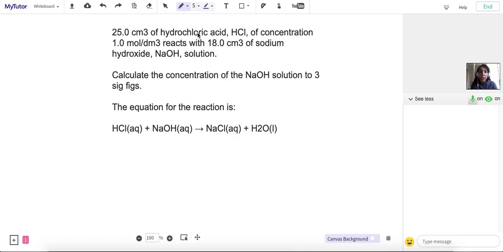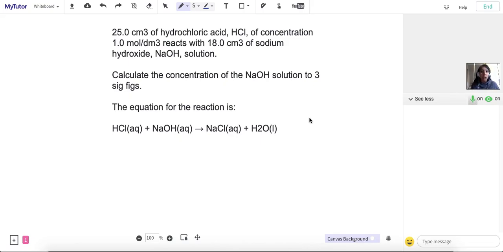25 centimetres cubed of hydrochloric acid of concentration 1 mole per decimetre cubed reacts with 18 centimetres cubed of sodium hydroxide solution. Calculate the concentration of the sodium hydroxide solution to 3 significant figures. The equation for the reaction is below, and we can see that it is a balanced equation.